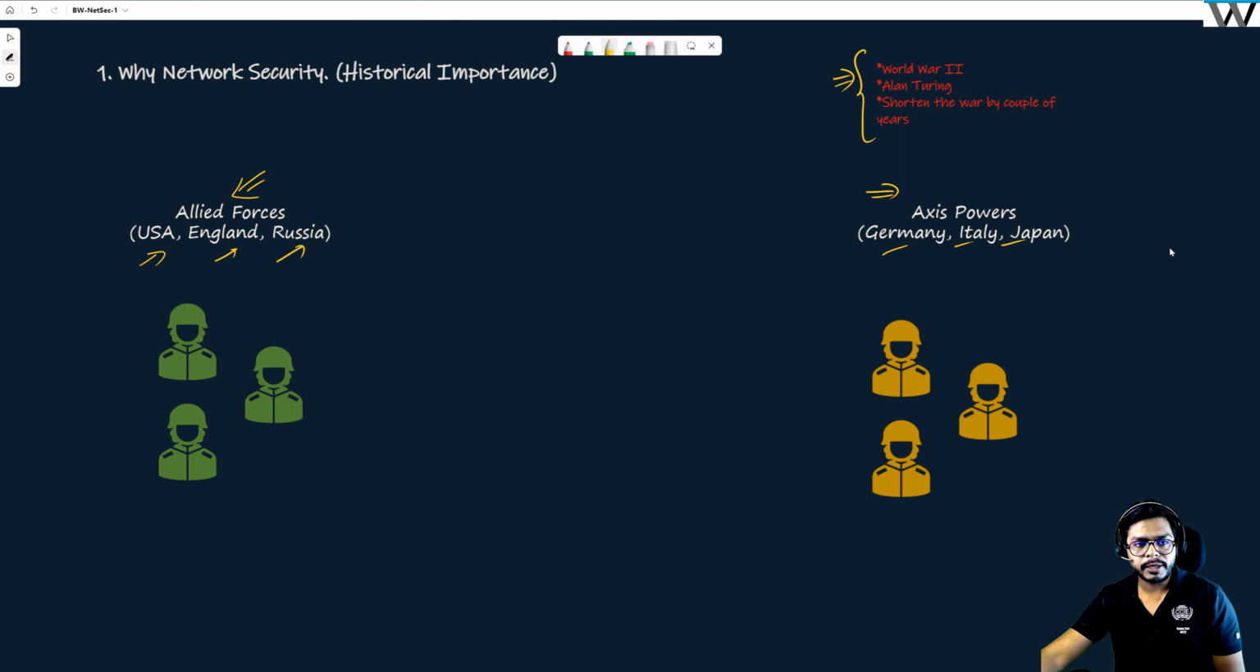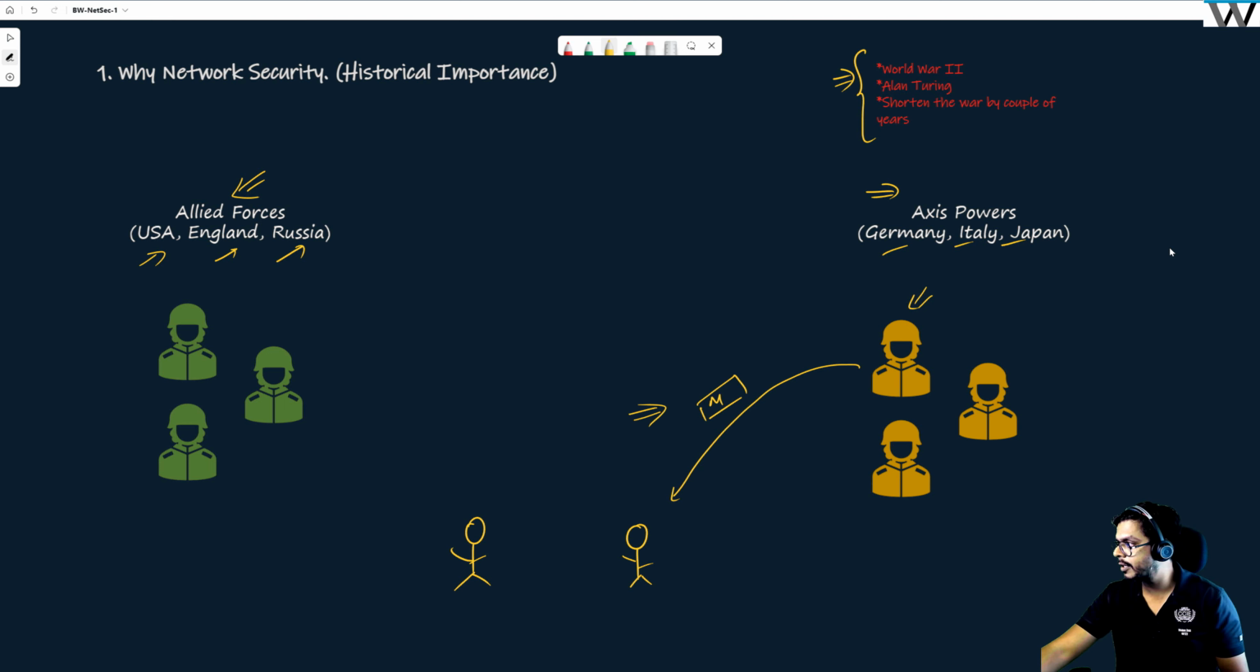It is really important to understand that the soldiers who go onto the field and fight generally get their instructions from their commanders. So if you talk about Germany, they had commanders giving information to their soldiers about where they needed to attack today. It was on a day-to-day basis, and it was happening over messages. It means that these messages were of great importance.